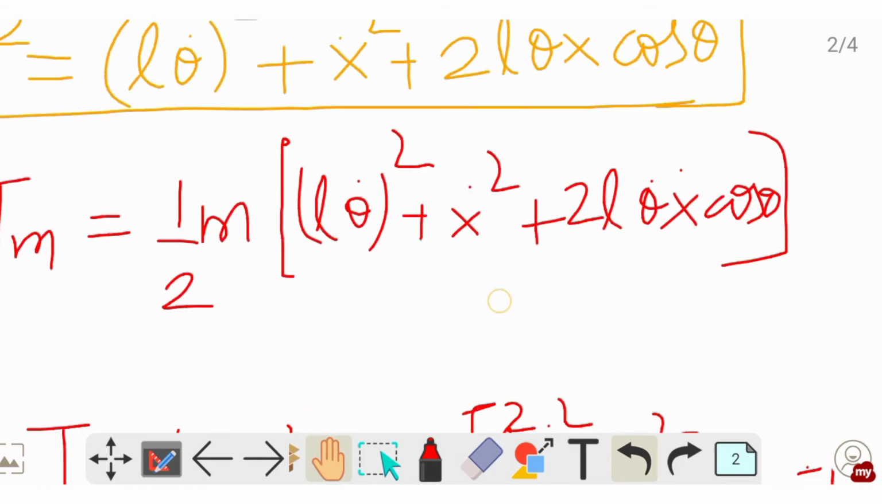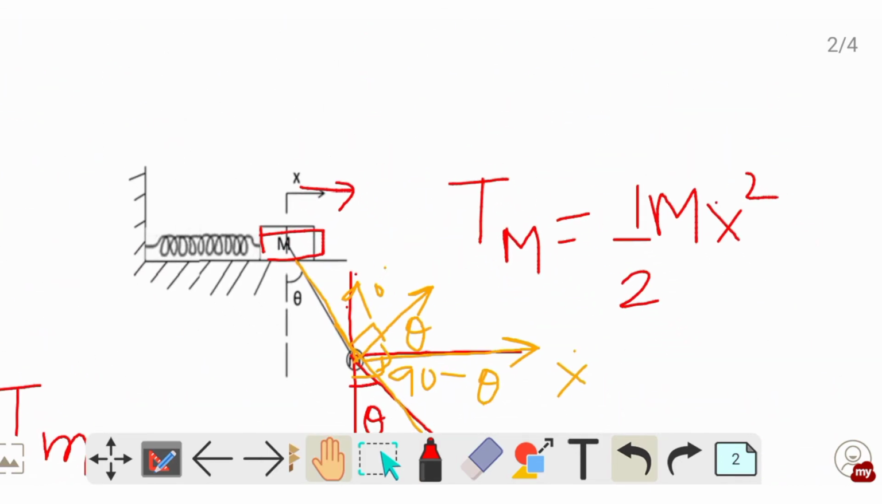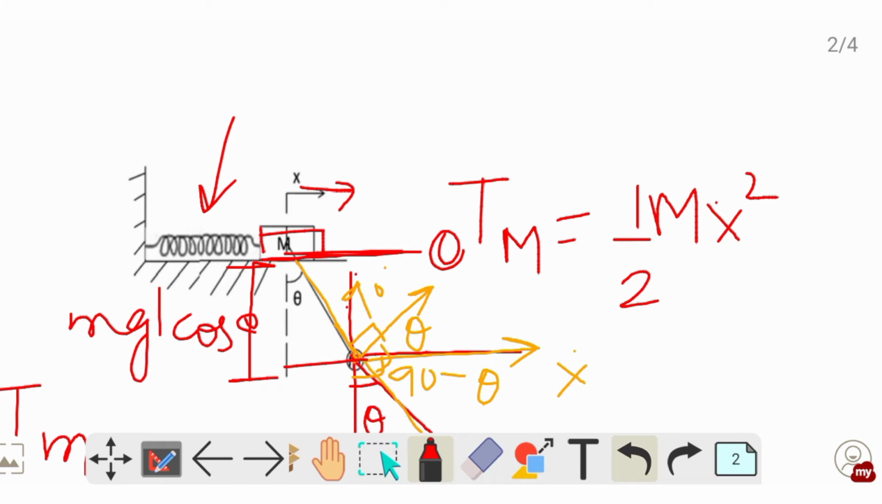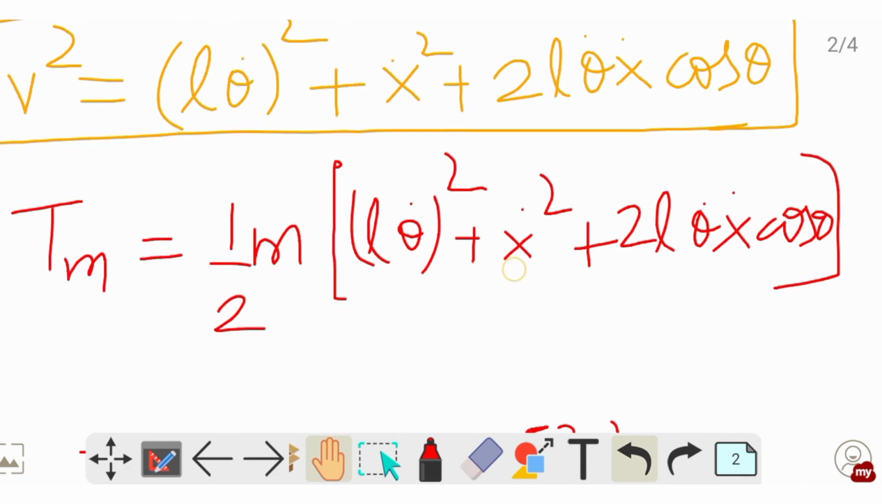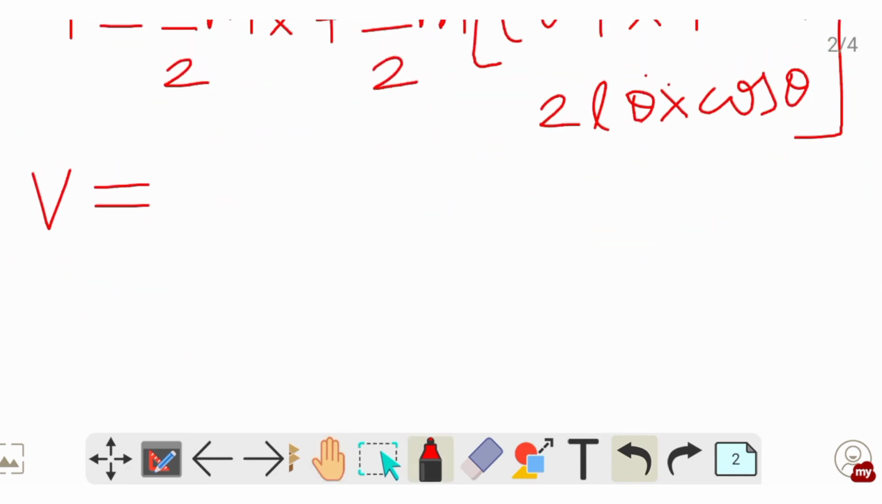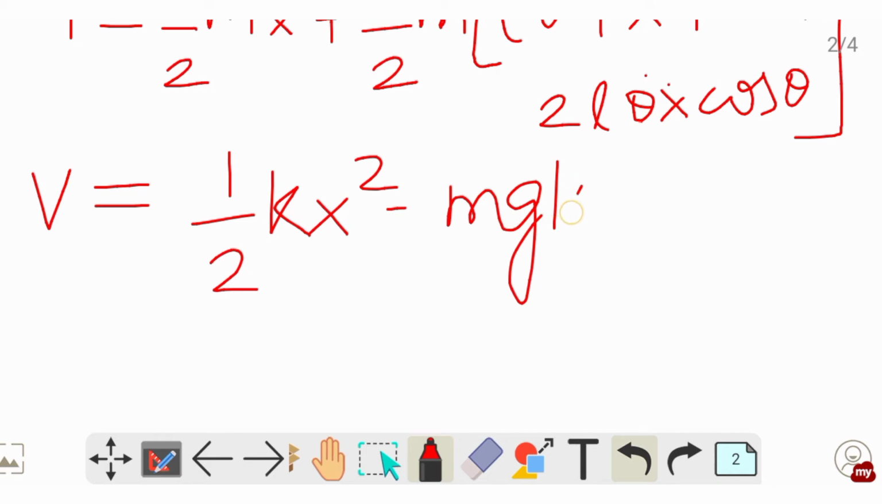Here, let's see what we have for the potential energy. We have one spring, and for this spring the potential energy is simply half k x square, as the variable here is x. And for the simple pendulum it is also simple. If we take this as our reference point, it is below the reference point, so it is minus mgL cos theta. So the potential energy is going to be half k x square, that is of the spring, and minus mgL cos theta.